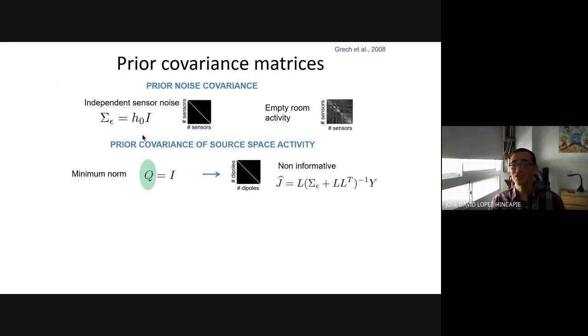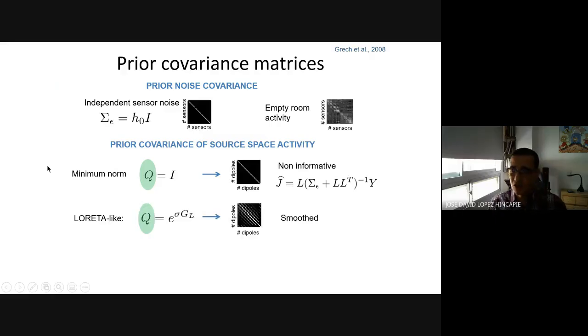Now, for the prior covariance source activity, in the 80s, they defined the minimum norm. I think the first paper is from Matti Hamalainen. And what they say is, okay, we don't have information about the brain, so I will say that the inverse problem is an identity matrix. It means that the dipoles are not related to each other. So the activity in one part of the brain has nothing to do with the activity in another part of the brain. And initially, I will say that the whole brain is active, so non-informative. And that was the first solution.